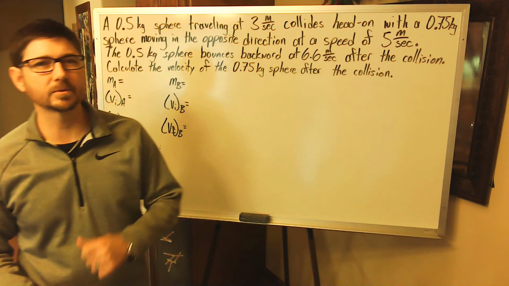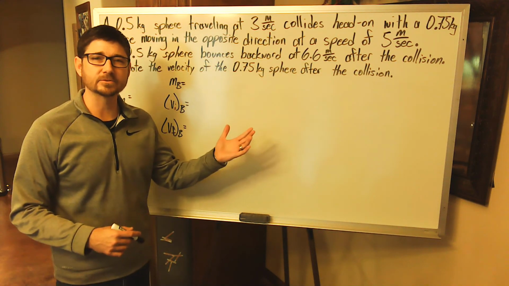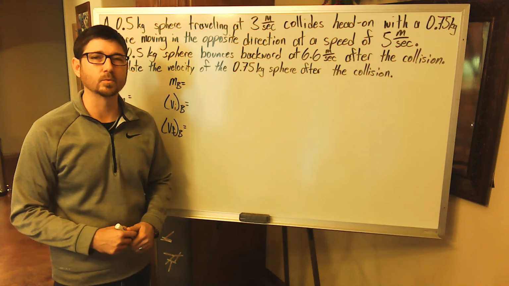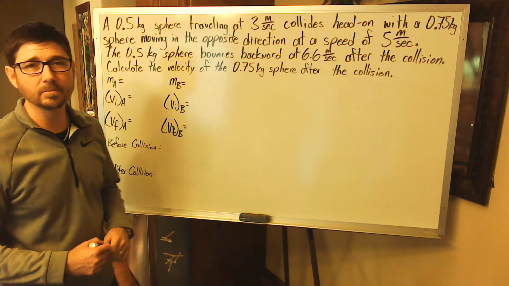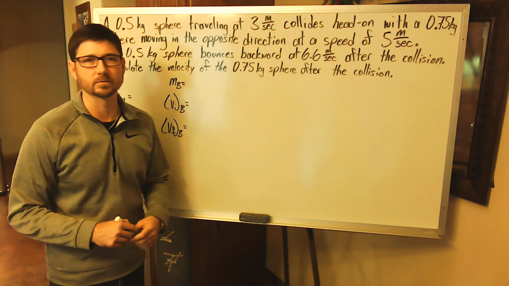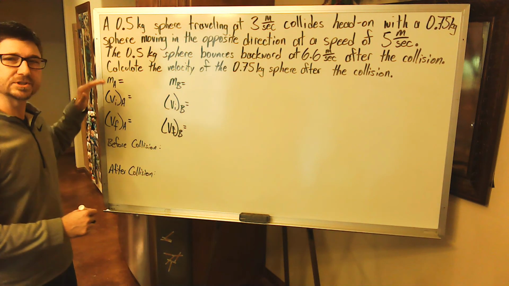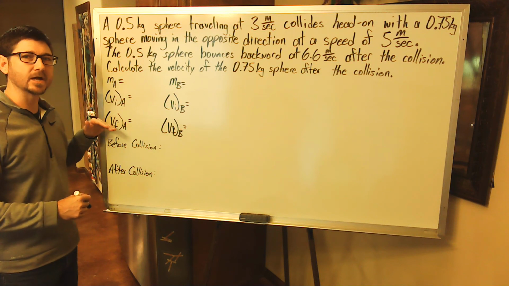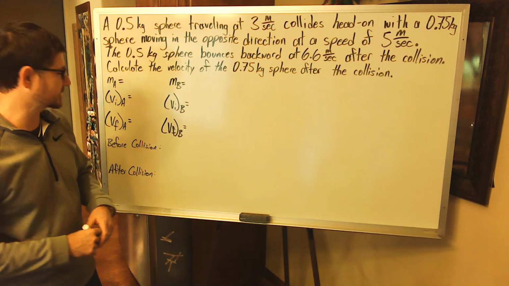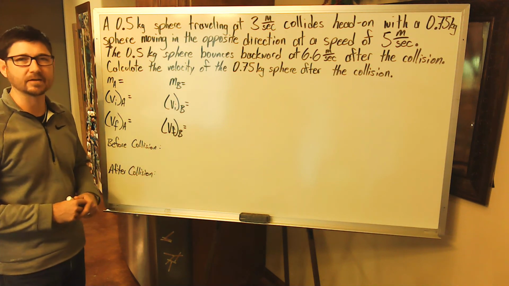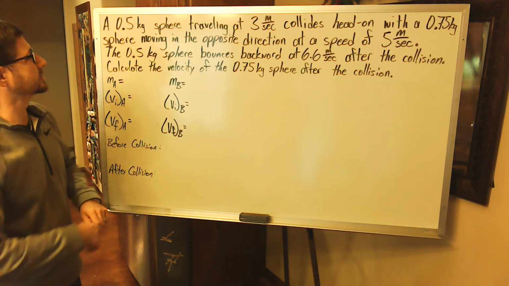So there are two problems on the assignment. I would like to complete the first problem with you. So what I'm going to do is read the problem. I'm going to underline important information. I'm going to generate a column of knowns and unknowns, and I'm also going to draw two pictures, so before the collision and after the collision. Okay, so here we go.